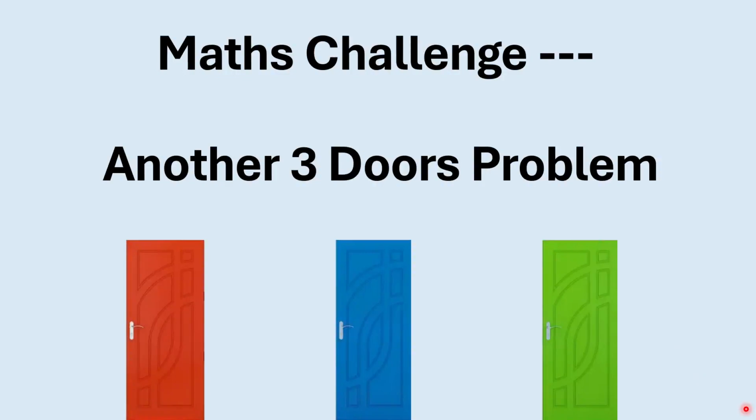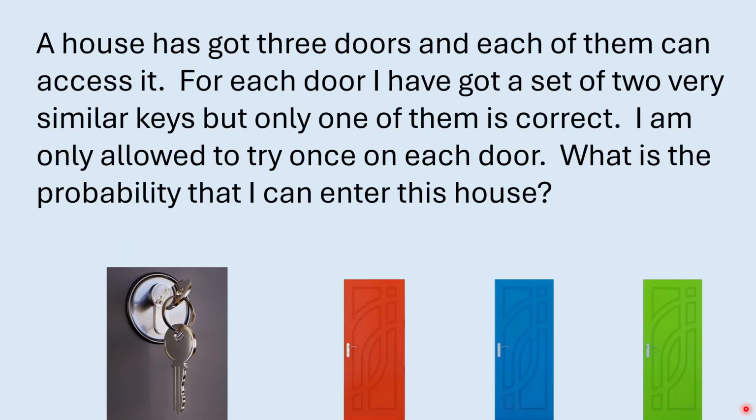Hello everyone, previously we have seen a math challenge about the three doors problem, and today we will have another one, but it is also about the calculation of probability. A house has three doors and each of them can access it. So that means if I can open any one of these three doors, I can go into the house.